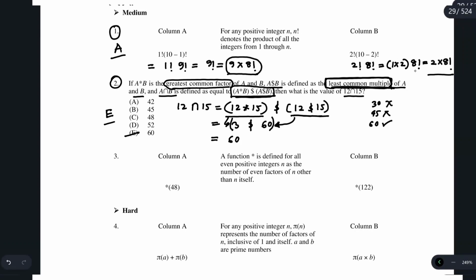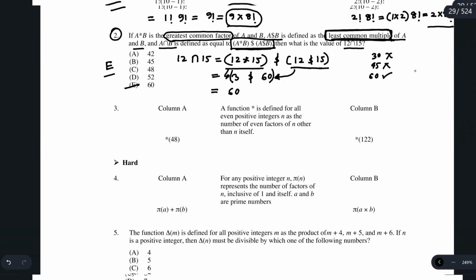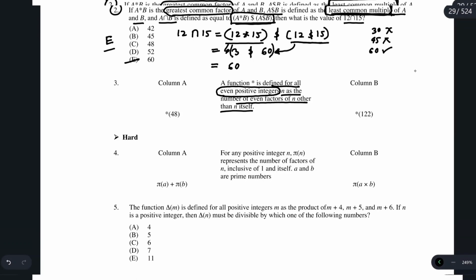Now we can move to the third problem over here. We are given that a function star or asterisk is defined as, for all even positive integers n, the number of even factors of n other than n itself. So here the n is 48. We have to figure out the even factors of 48. Sorry, it's 48, not 42.